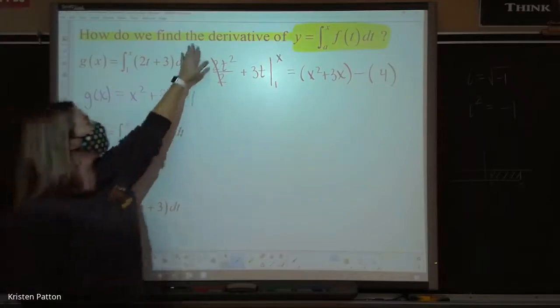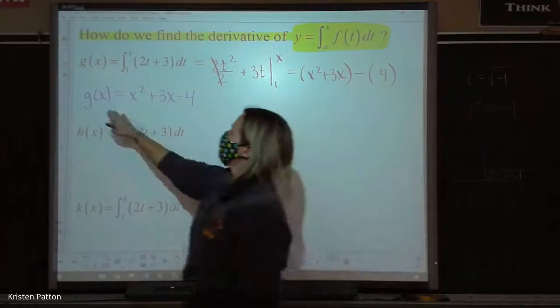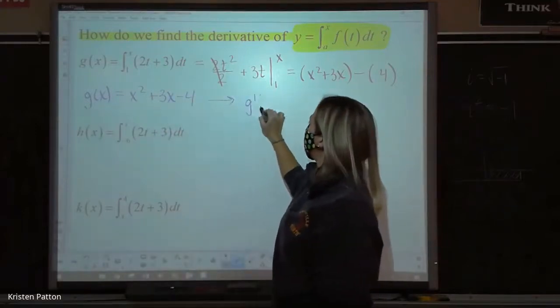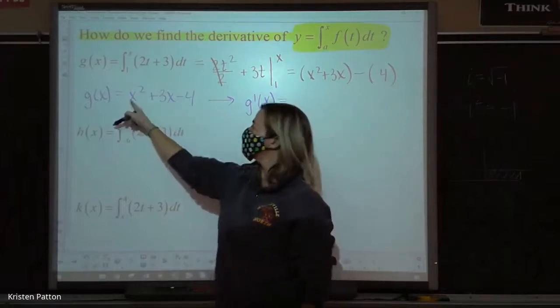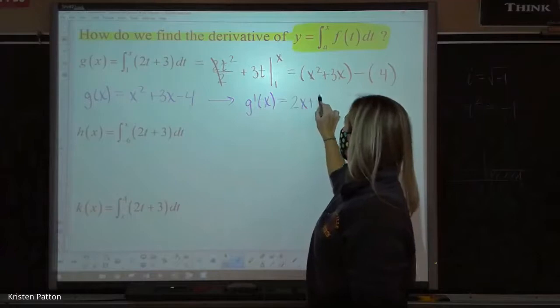What are we trying to do? We're trying to take the derivative of g. Here's g in its nicer form. So g prime of x equals, well, let's just take the derivative of g. And we get 2x plus 3.